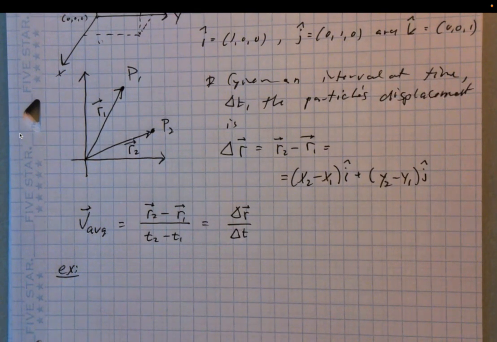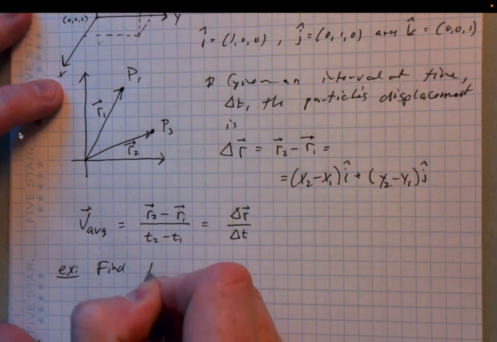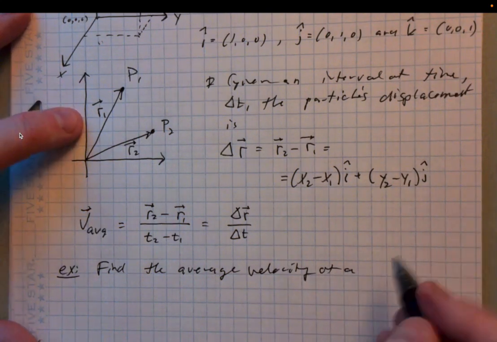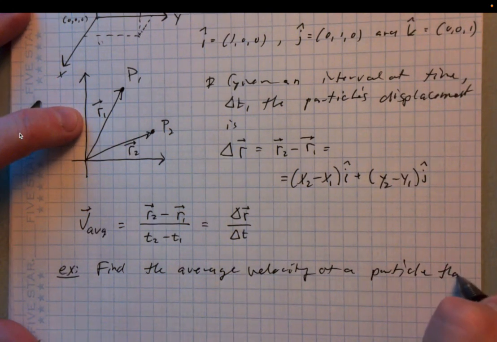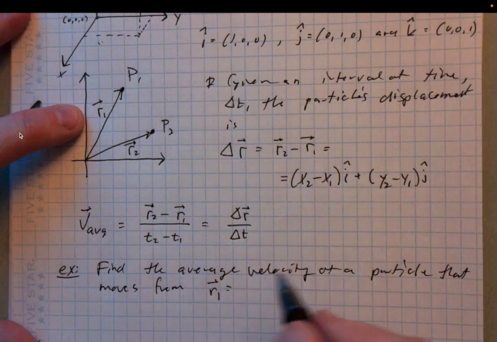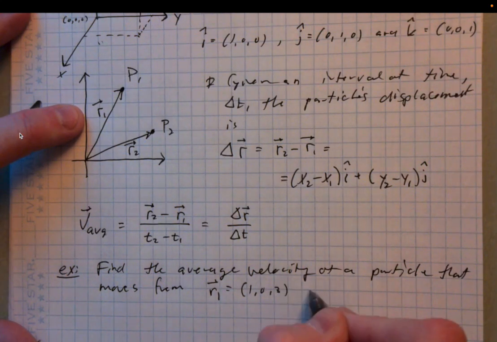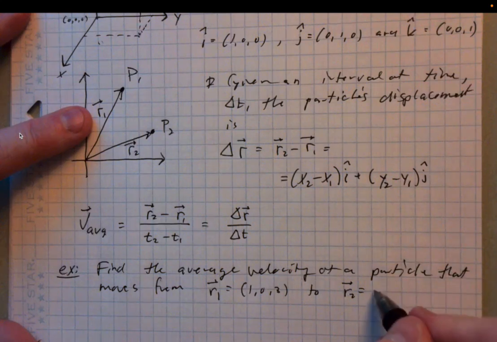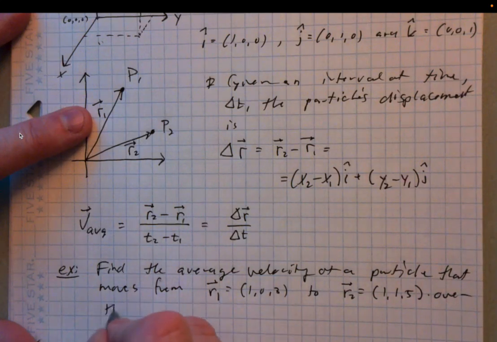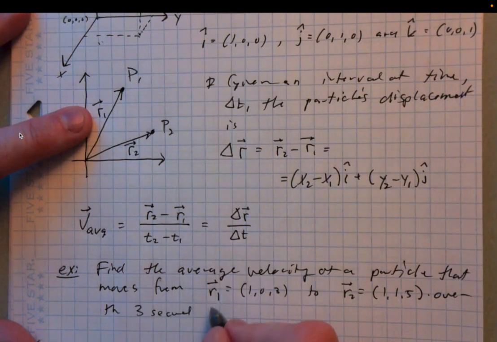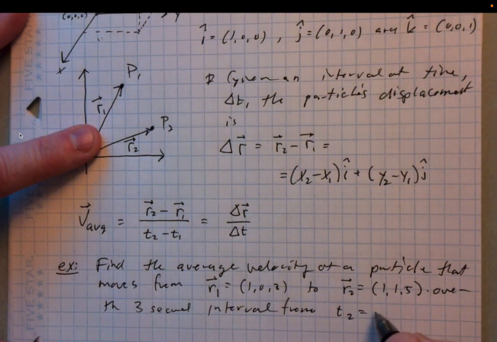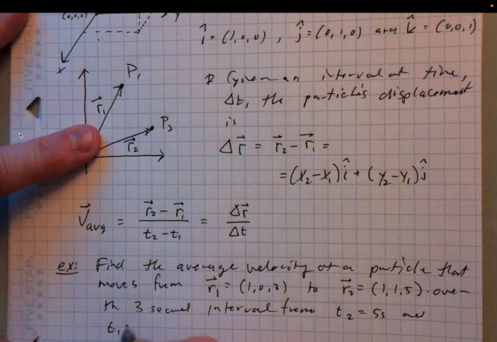Okay, let's see an example to pull some of this together. Let's find the average velocity of a particle that moves from r1 equal to (1, 0, 3) to r2 equal to (1, 1, 5) over the 3-second interval from t1 equals 2 seconds to t2 equals 5 seconds.